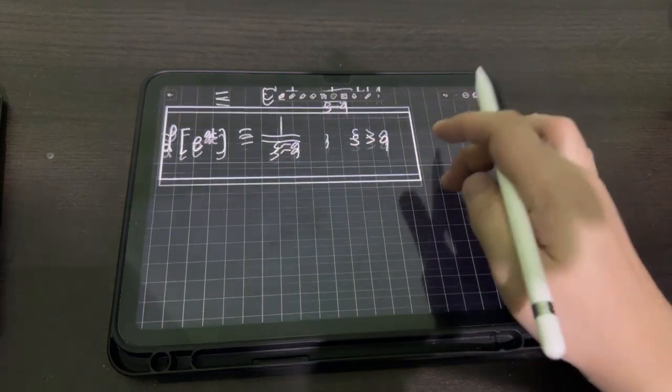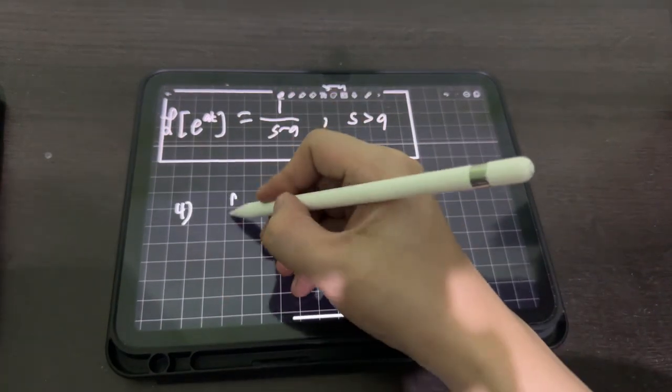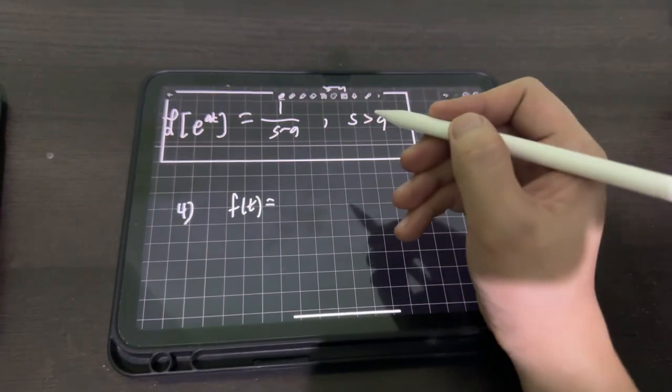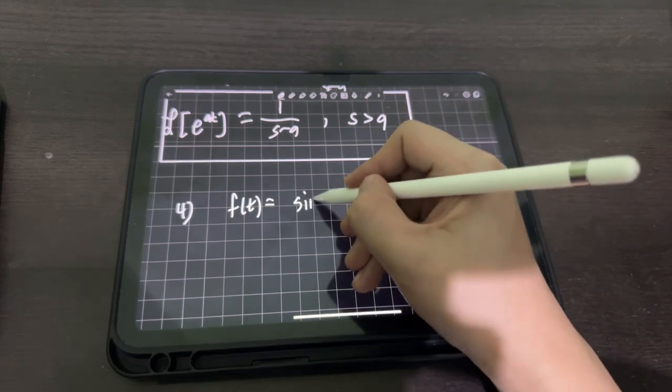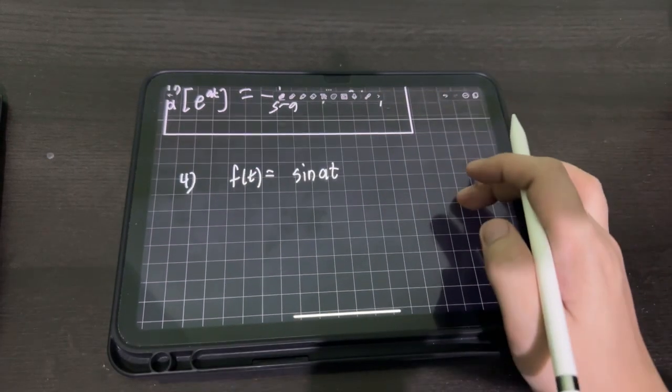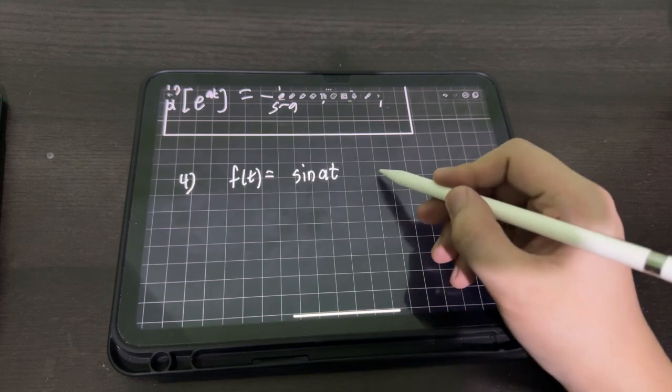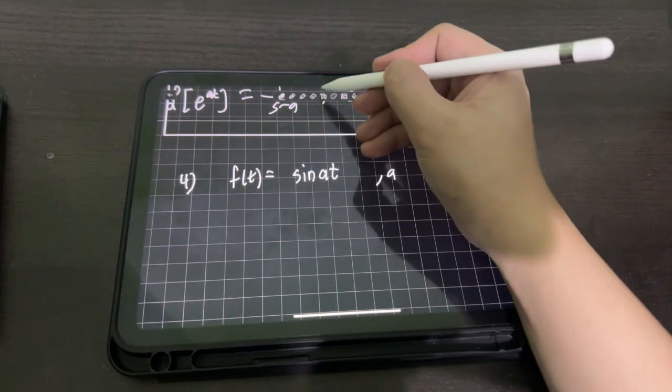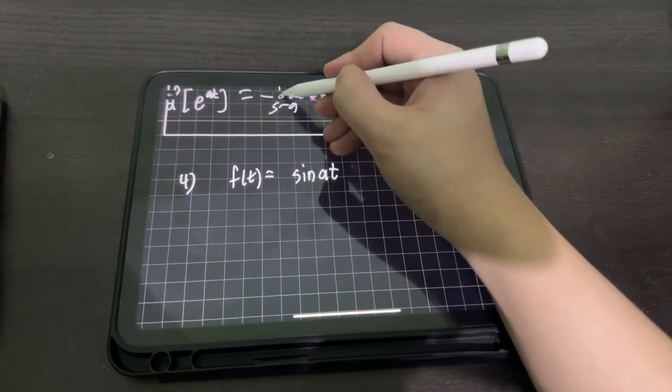Okay, next. Number 4. What if we have f of t is equal to sine? This time, trigonometric function. A again here is any real number constant.